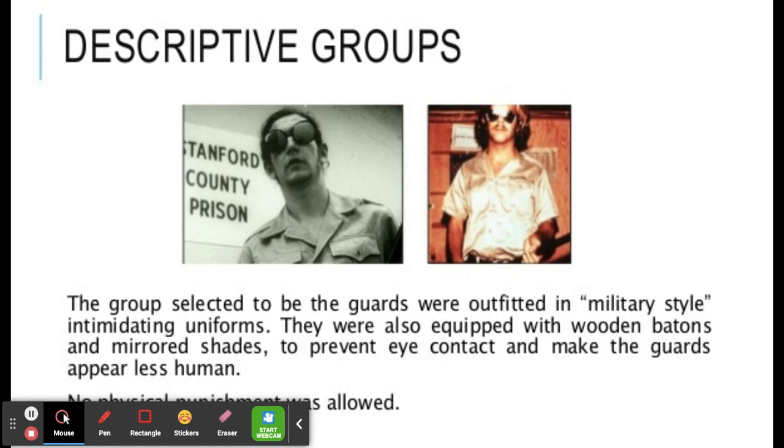So then the descriptive groups. The group selected to be the guards were outfitted in military-style intimidating uniforms. Uniforms that would really shock you and make you stand back and stand your guard and your ground. They were equipped with wooden batons and mirrored shades. And the reason for this was, they wanted to remove the elements of humanity within this.